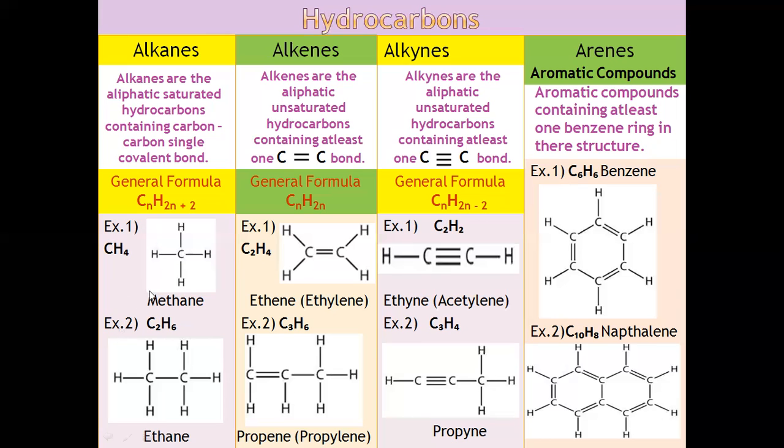Second example of an alkane: if we put n equal to 2, then the formula becomes C2, 2 into 2 is 4, plus 2 is 6, so the formula becomes C2H6, and its name is ethane. Ethane contains two carbon atoms joined together by a single covalent bond, and each carbon is attached to three hydrogen atoms. Carbon always forms four covalent bonds.